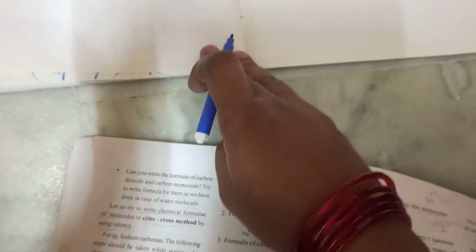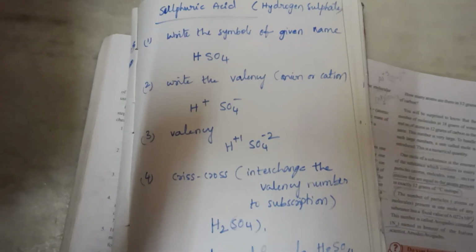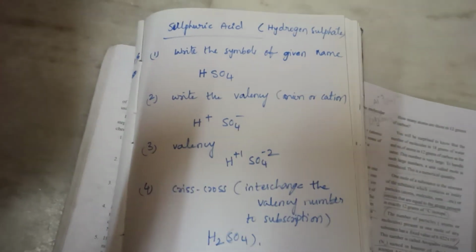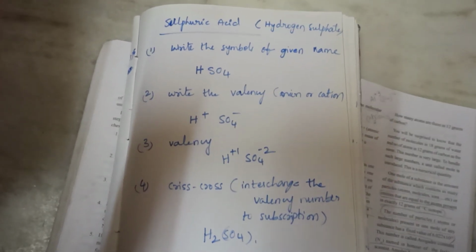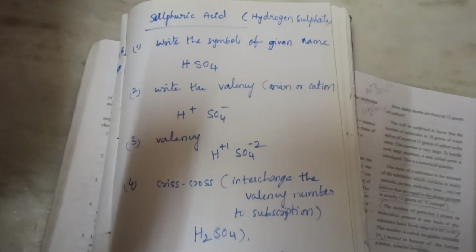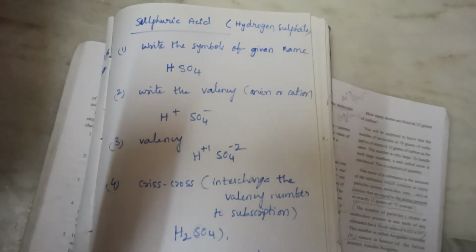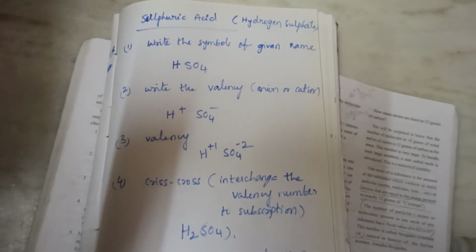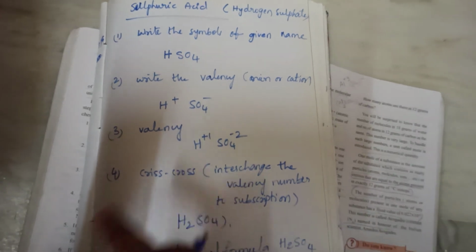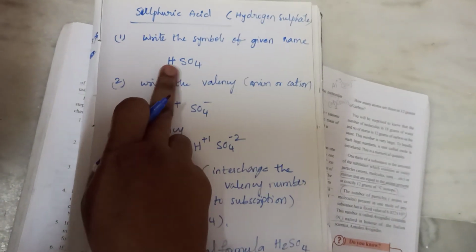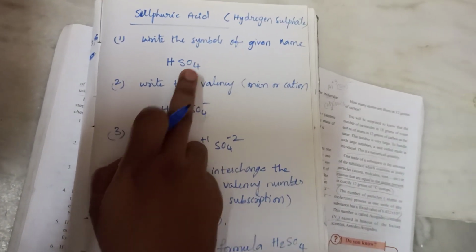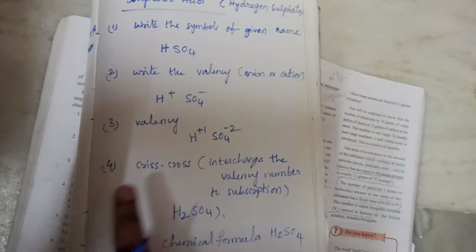And children, I want to explain with another example with the crisscross method: sulfuric acid, or hydrogen sulfate as we can also call it. First step, write the symbols of the given name. Hydrogen sulfate: H, and SO4 is sulfate, which we discussed previously.